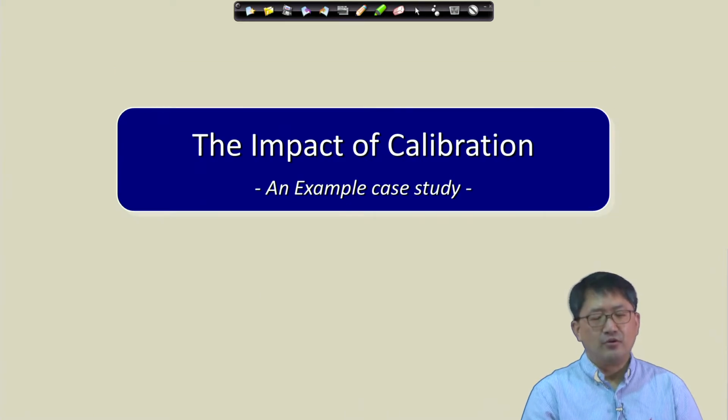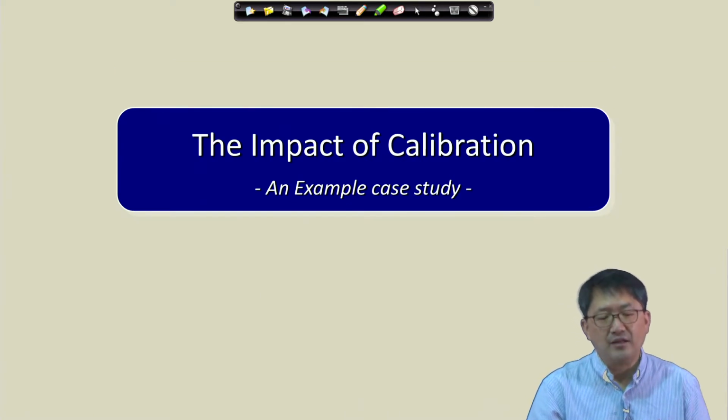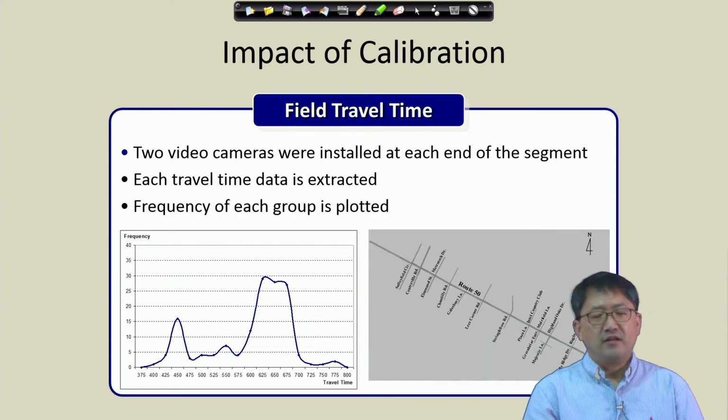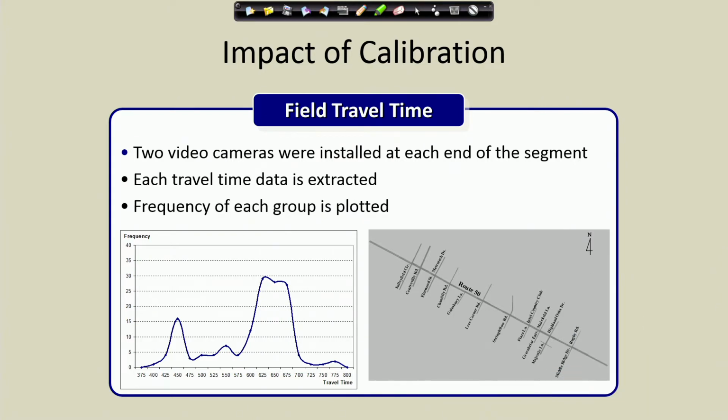So I'm going to show you what happens if you do not use a well-calibrated model. This is a real-world case. This is the field travel time that we collected from about 11 signalized intersections, a fairly big corridor. It takes about 600 seconds to travel. We actually matched the license plates, so we are getting travel time from one location to the other. This is a histogram of that travel time. Some are getting fairly low travel times, and some are getting longer travel times.